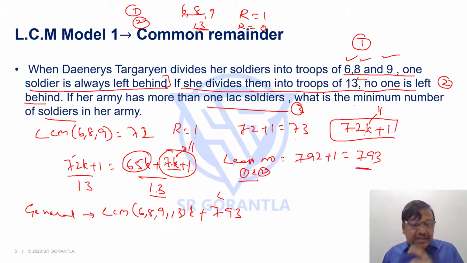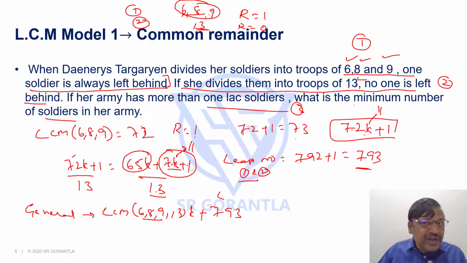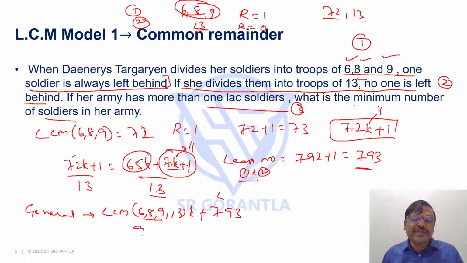What is the LCM of 6, 8, 9, 13? You already got the LCM of 6, 8, 9 is 72. For 72, don't again try everything. 72 and 13 again, what is the LCM? You can say 13 is a prime number. It doesn't have any common factor with 72. Its LCM is the product. What is 13 × 72? It is 936. So the LCM is 936.